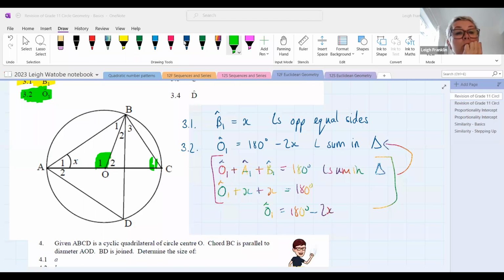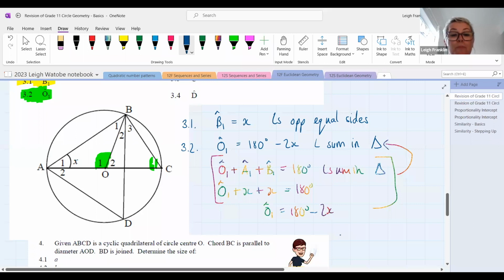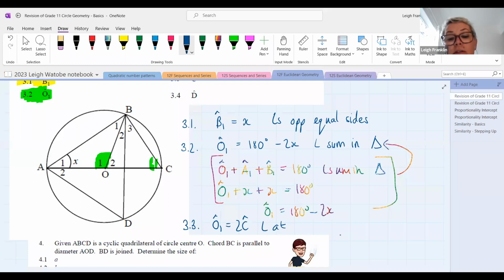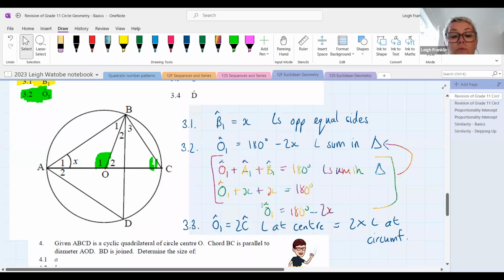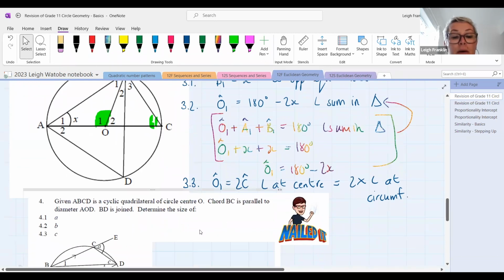Okay, so now we're going to substitute. For 3 points, we're going to have to say goodbye soon. O1 is twice as big as angle C. Angle at center equals 2 times angle at circumference.